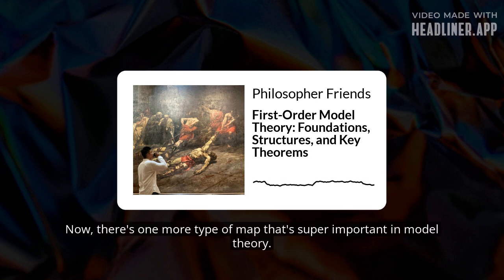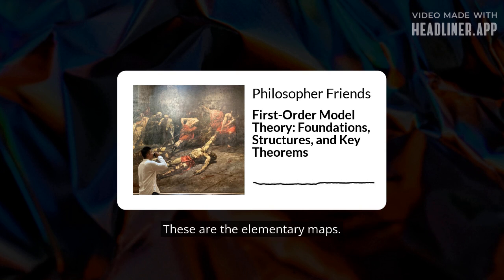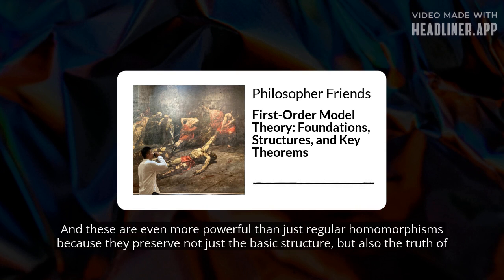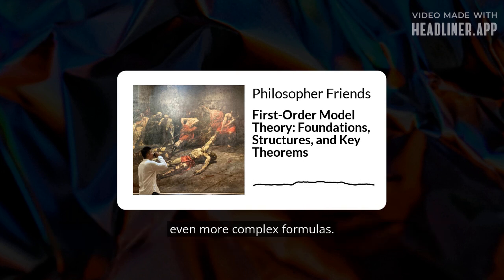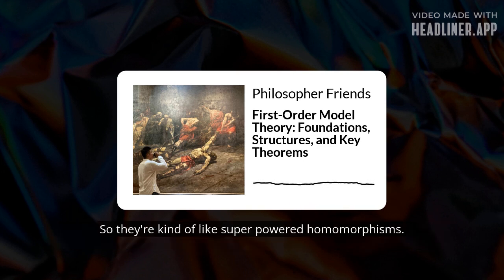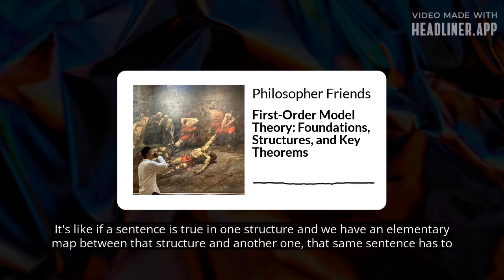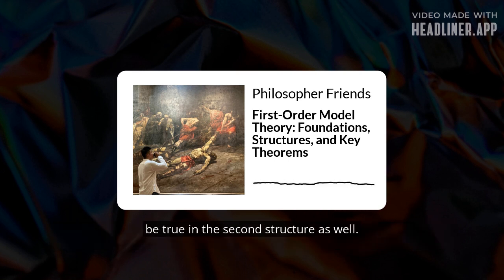Perfect analogy. Now, there's one more type of map that's super important in model theory. These are the elementary maps. These are even more powerful than regular homomorphisms because they preserve not just the basic structure, but also the truth of even more complex formulas. So they're kind of like superpowered homomorphisms. You could say that. If a sentence is true in one structure and we have an elementary map between that structure and another one, that same sentence has to be true in the second structure as well. It's a very strong connection.